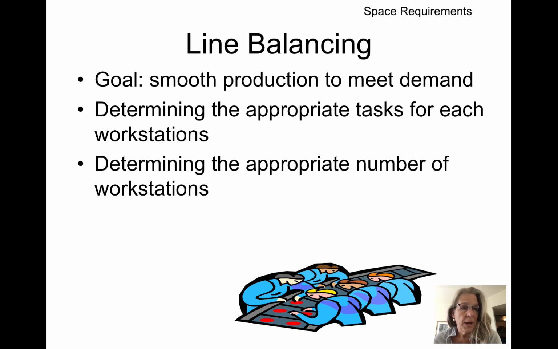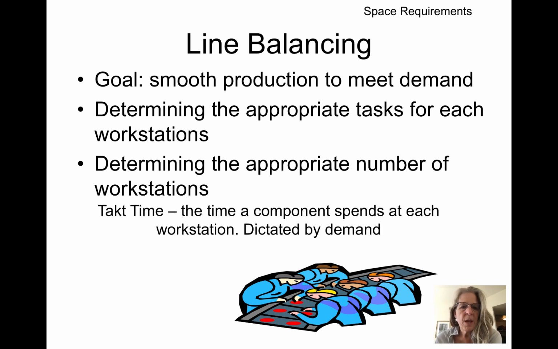And there wouldn't be bottlenecks, or there wouldn't be a lot of idle machines or workers. So in this case, we try to determine the appropriate tasks for each workstation, and we also try to determine the appropriate number of workstations. So what we start with is this thing called takt time. It's the time that a component spends at each workstation, and it's dictated by demand.